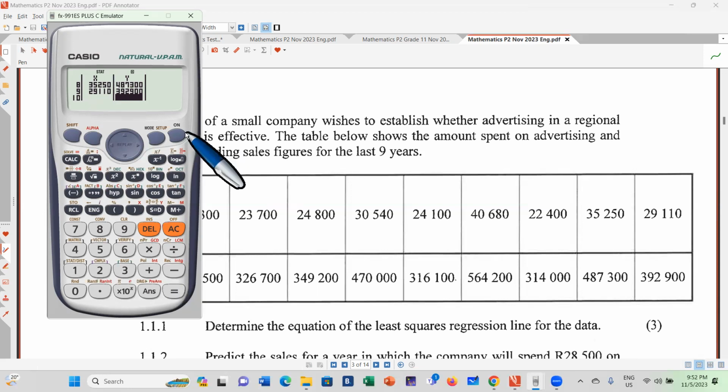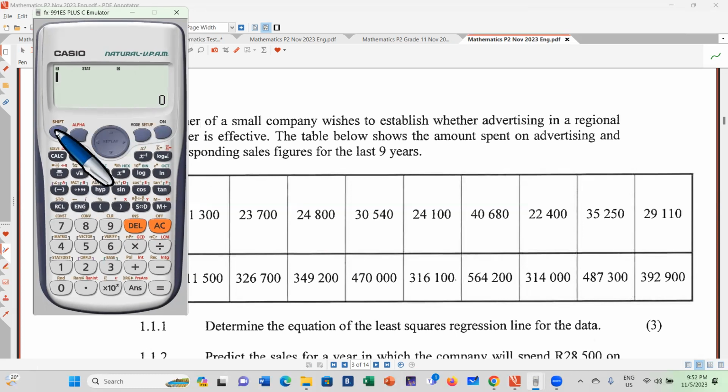Okay, once you get to this point, you can just press on and the data is saved. It's saved on the calculator, so it's there. Then if you want to find the equation of the least squares regression line, you do shift, shift stat, shift 1. It's going to show you some things here. Then you're interested in the regression line. So 5 is regression. So you do 5.